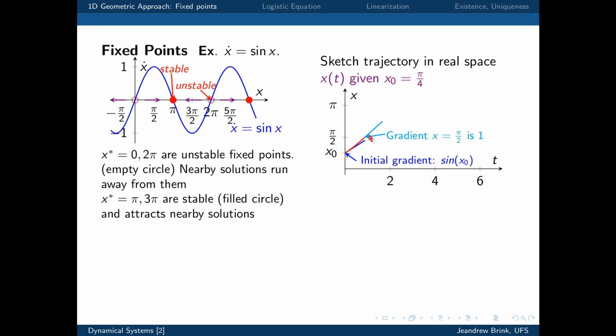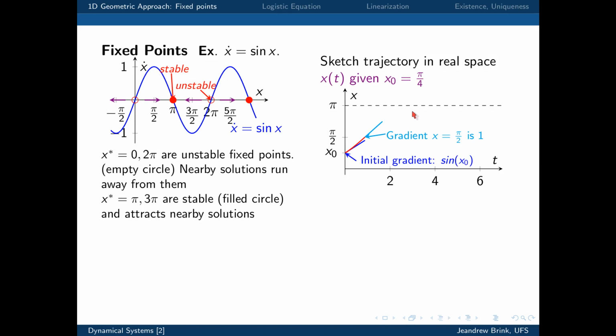Okay, so this is the gradient at pi over 2, x dot equals 1, and here it doesn't curve away from this line. It's in fact the point of inflection, because this is a maximum that x dot reaches. Okay, so that's the gradient x dot. So from then on, it's actually going to start curving the other way.